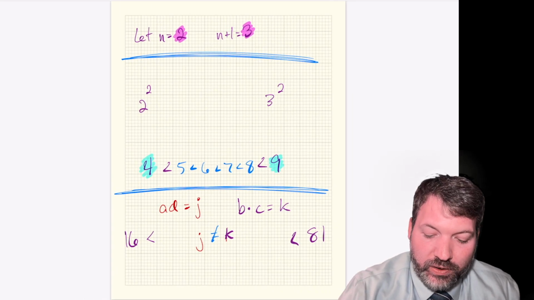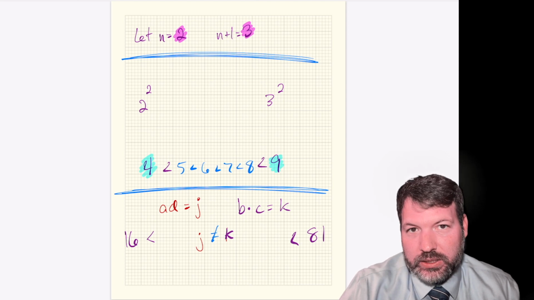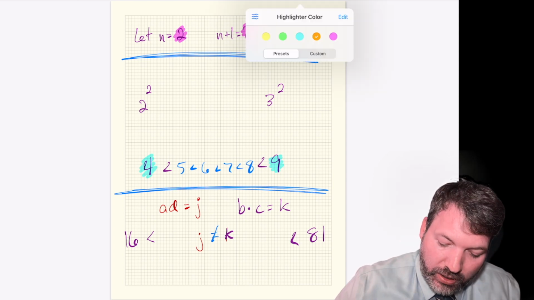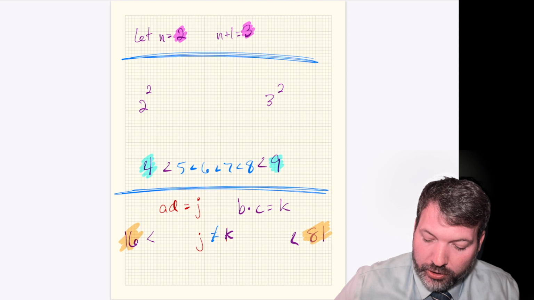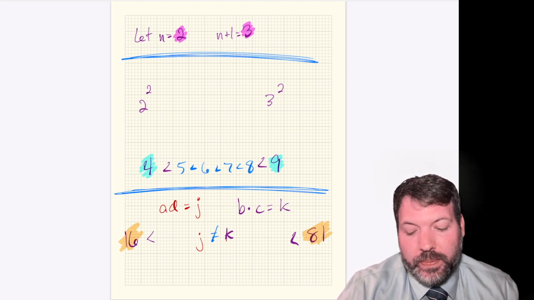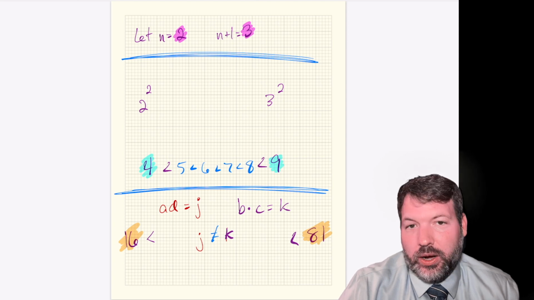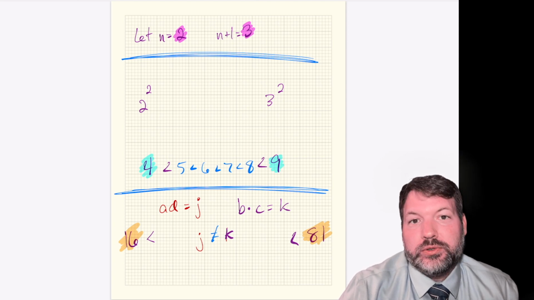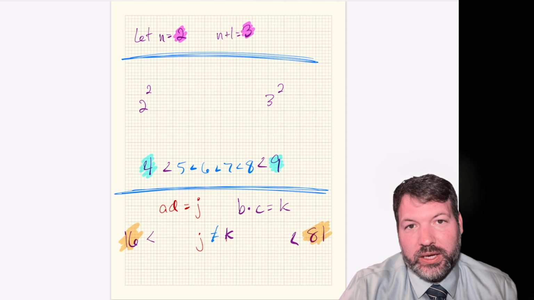And so you can see, even choosing really small n's on this third level up gives us relatively large boundaries. J and K can be anything between 16 and 81. And again, our job is to show that they cannot actually be equal to each other. There's no such J, no such product of A times D that's going to end up being equal to K.